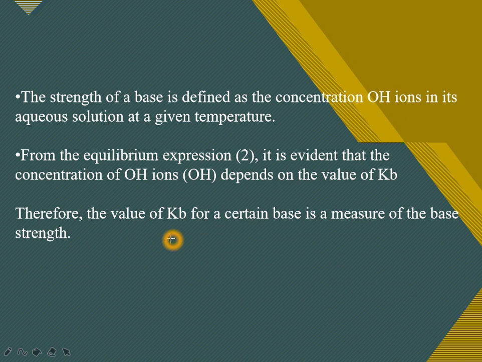As with the acid ionization constant, the strength of a base is defined by the concentration of OH minus ions in its aqueous solution at a given temperature. From the previous equilibrium expression, it is clear that the concentration of OH minus ions depends on the Kb value, the base ionization constant. Therefore, the value of Kb for a certain base is a measure of the basic strength, or basicity.